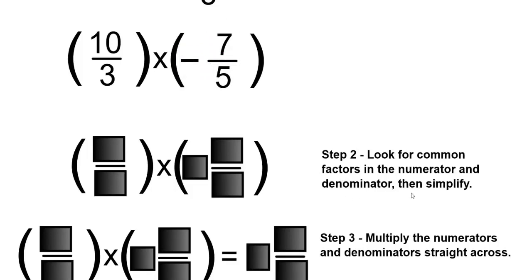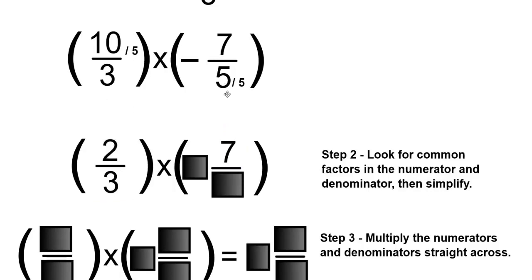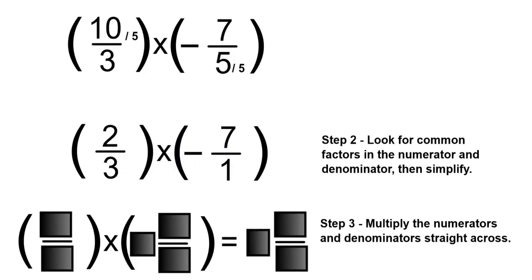Step 2, look for common factors in the numerator and denominator, then simplify. A common factor to 10 and 5 is 5, so we can divide 10 by 5 and 5 by 5. 7 and 3 will stay the same. 10 divided by 5 is 2, and 5 divided by 5 is 1, and the negative sign stays.